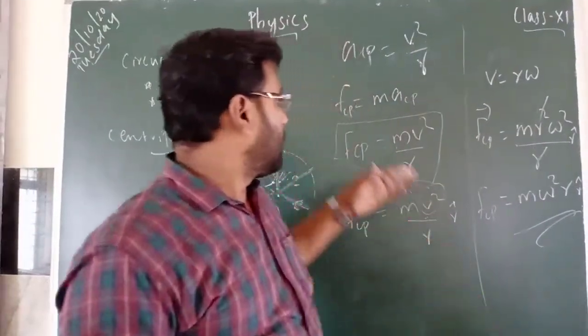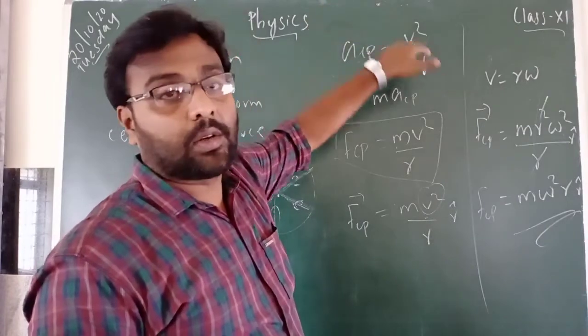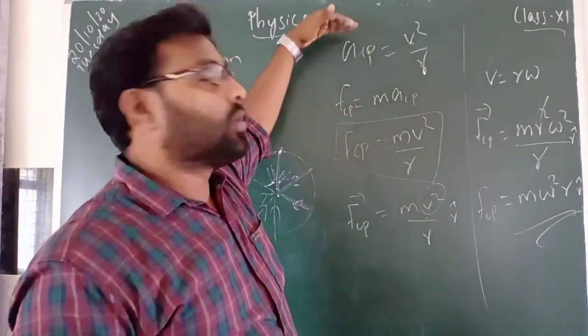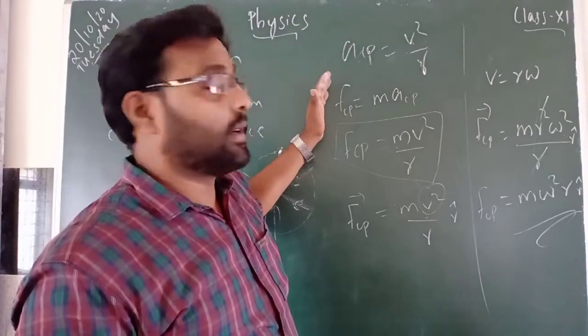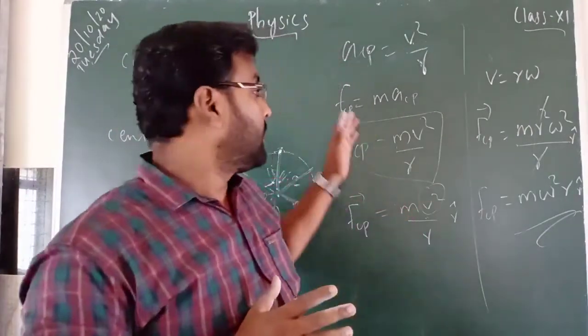So again, listen here. We know that centripetal acceleration A is equal to V square by R. So in terms of centripetal force, we are analyzing this circular motion by using Newton's second law.